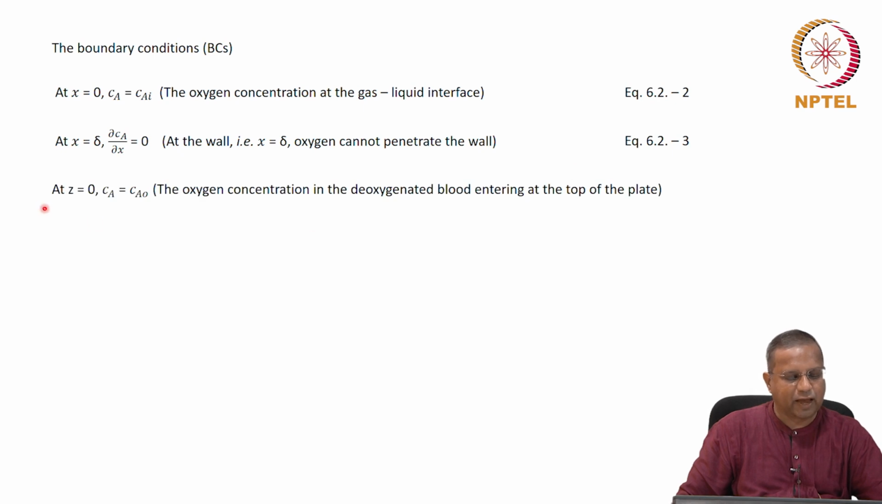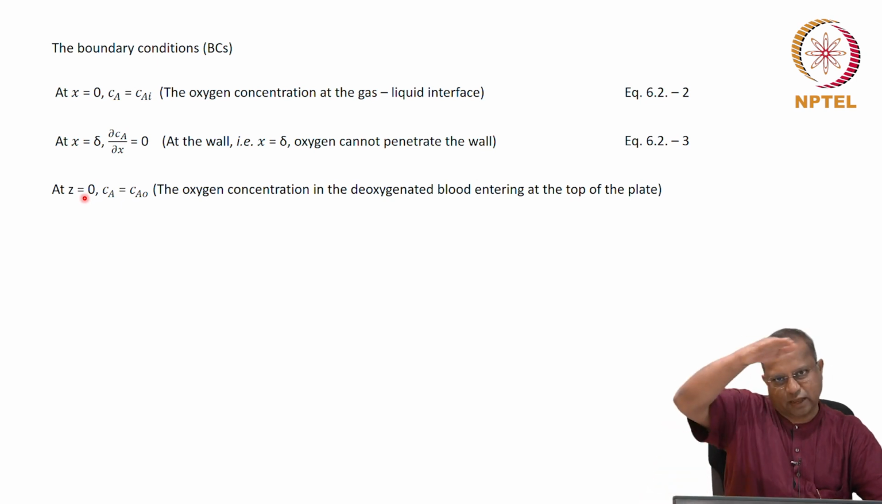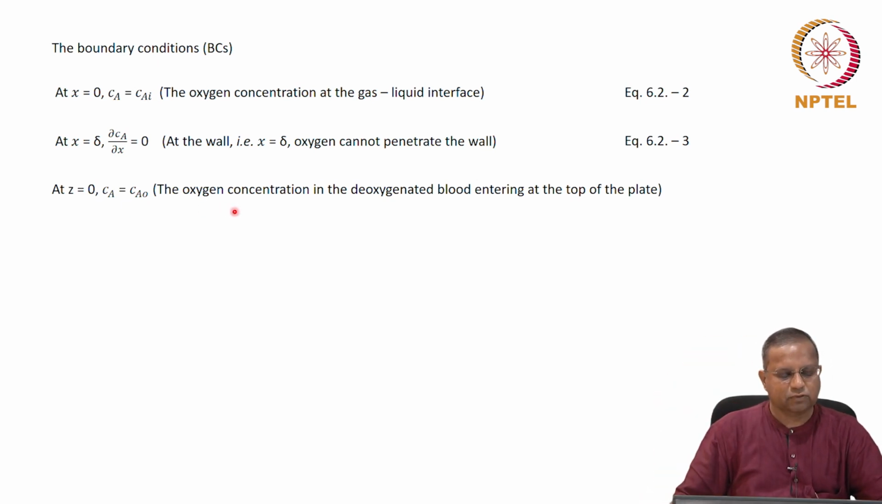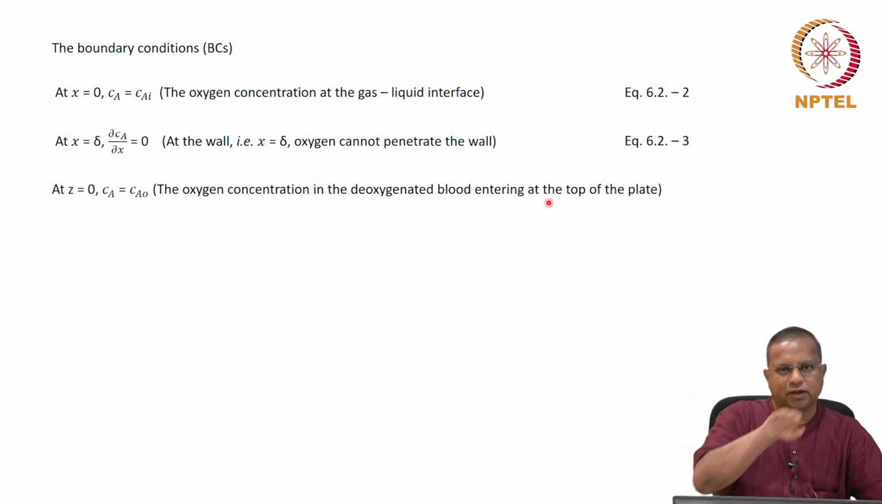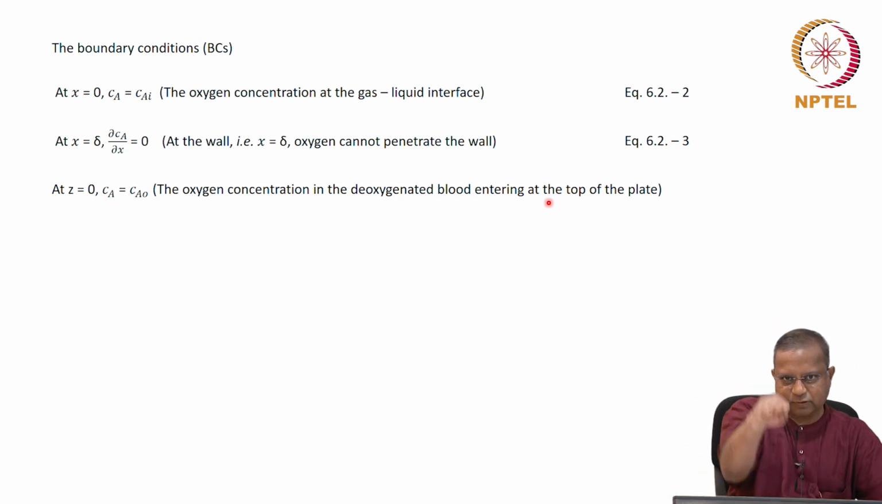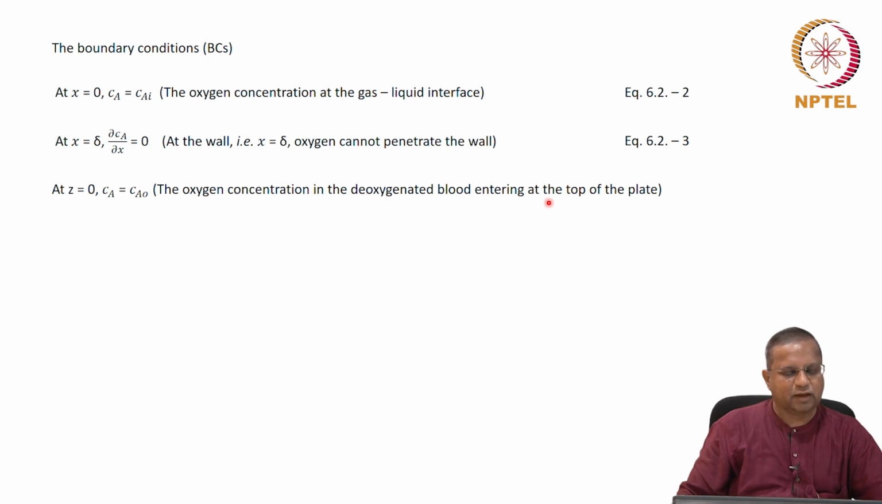6.2-3. And for the z coordinate, at z equals 0 at the top, Ca equals Ca0, the concentration in the deoxygenated blood that is entering this region at the top of the plate. Okay. As it flows like this and then drops, our point of analysis starts at the top of that place where it gets oxygenated, and that is what we call z equals 0. Ca equals Ca0, the oxygen concentration in the deoxygenated blood entering the top of the plate.